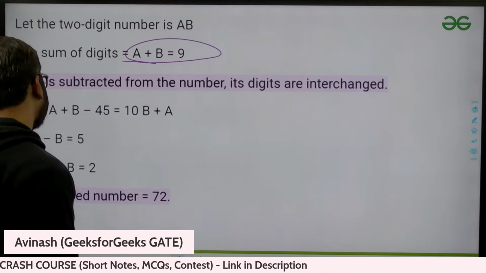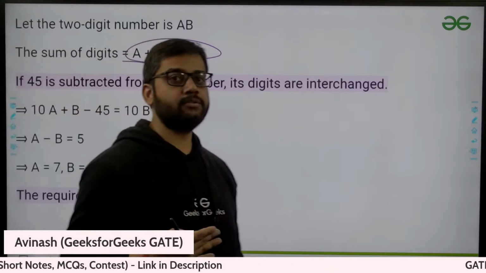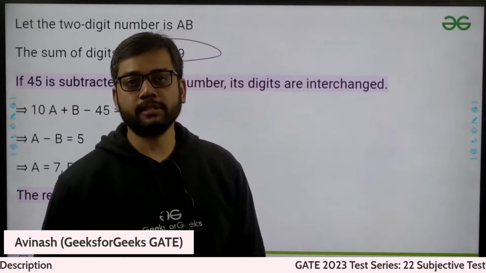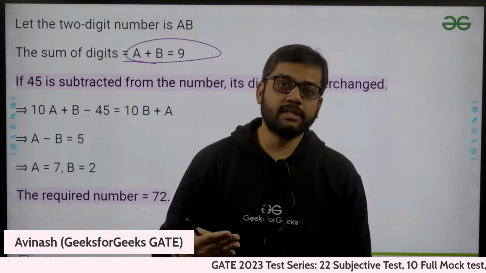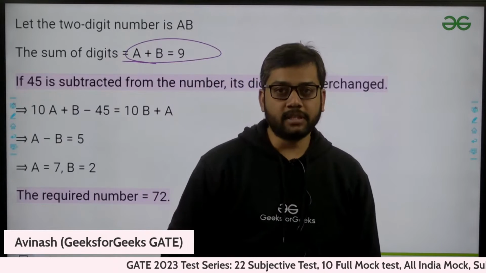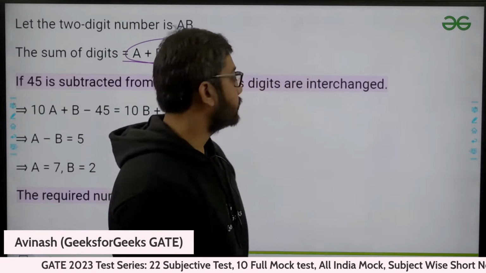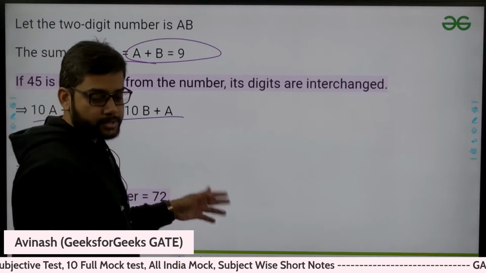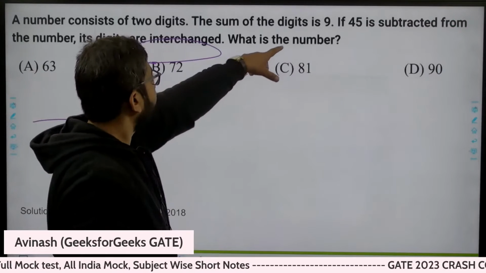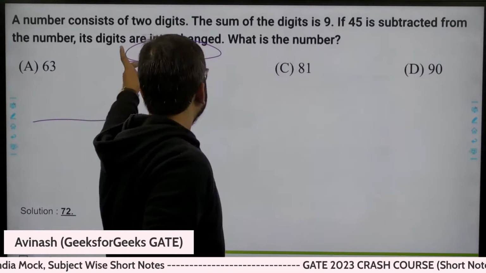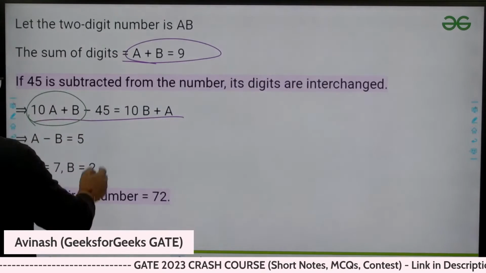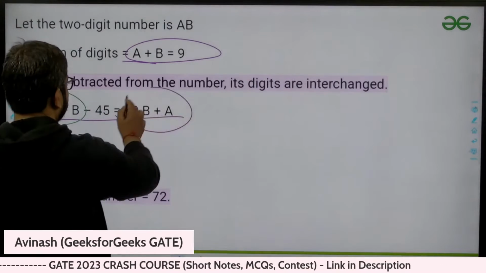अगर digits को interchange करते थे, it means digits interchange होते हैं. So initially, suppose it is written as 10x plus y, two-digit number है ना. After that, it will be written as 10y plus x. So I'm just interchanging. 45 subtracted from the number, the digits got interchanged. Initially, the digits were this, 45 subtracted, now digits got interchanged.